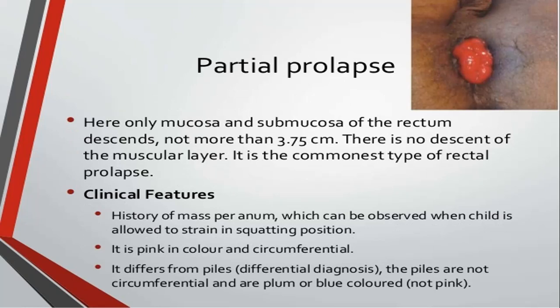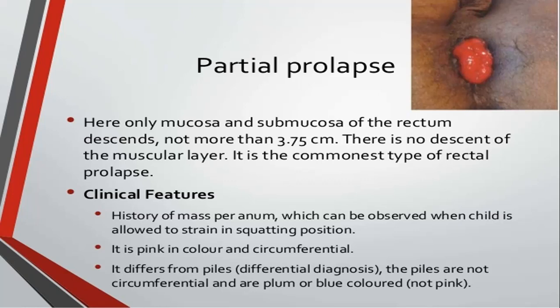As we discussed about the partial prolapse, here only the mucosa and some submucosa of the rectum descends, not more than 3.75 centimeters, roughly 3.8 or 4 centimeters. How would you calculate the 4 centimeters? Simply, one finger breadth is about 2.5 centimeters. It's not more than two finger breadths.